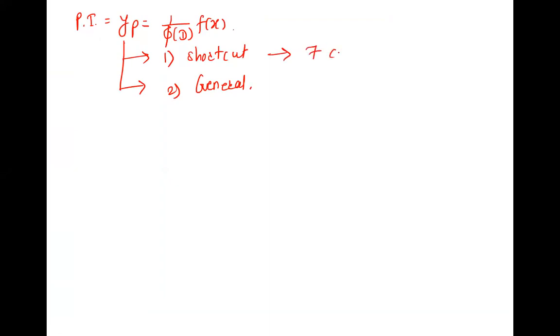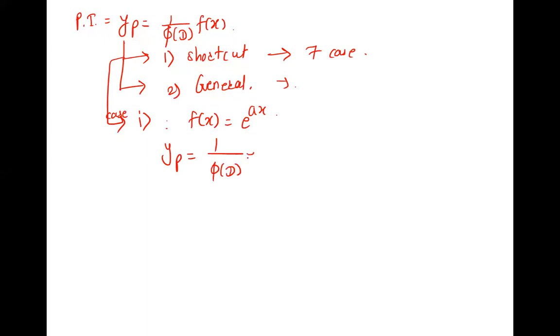7 cases, and there is a formula of general method. Out of 7, we have started with the first shortcut case, case 1. What is that case? If your function is e raised to ax, then yp is 1 upon phi D e raised to ax. We replace D by a, and it is e raised to ax as it is, while the condition is phi of a should not be 0.